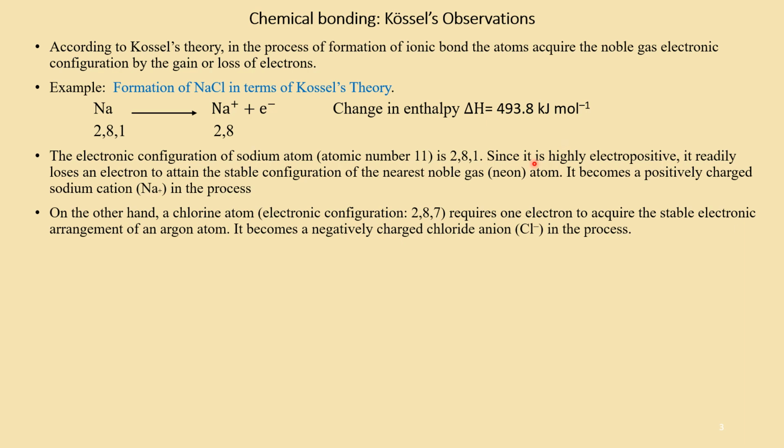So please note, the chlorine atom has an electronic configuration of 2, 8, 7, and to complete the outermost shell into an octet, it requires one electron to acquire the stable electronic arrangement of an argon atom. It becomes a negatively charged chloride anion in the process. Hence, the equation can be written as: chlorine accepts one electron and becomes Cl minus.